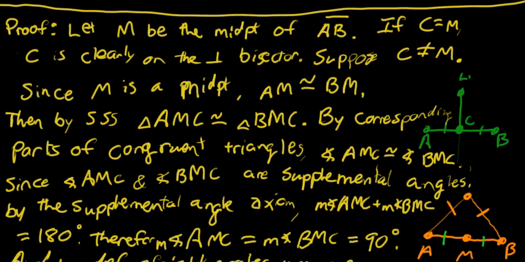Then the line CM is the perpendicular bisector of AB. And C is on the perpendicular bisector of AB. And that's the end of our proof.